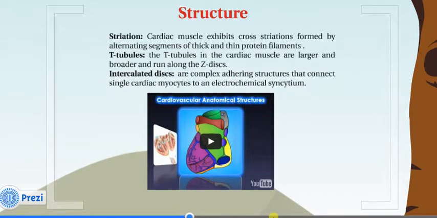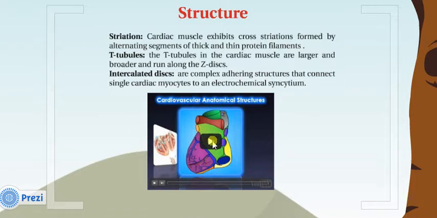Structure. Striation. Cardiac muscle exhibits cross striation formed by alternating segments of thick and thin protein filaments. T-tubules. The T-tubules in the cardiac muscle are larger and broader and run along the Z-disc. Intercalated discs are complex adhering structures that connect single cardiac myocytes to an electrochemical syncytium.